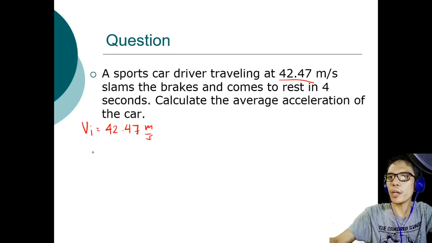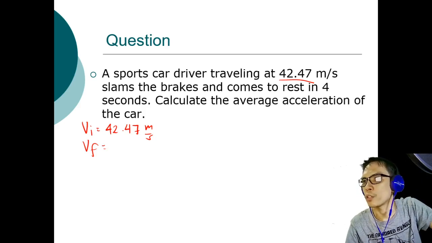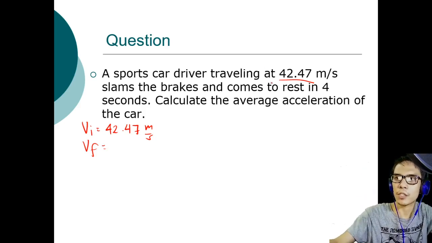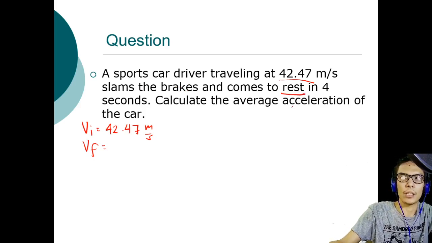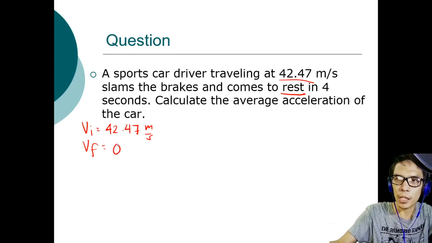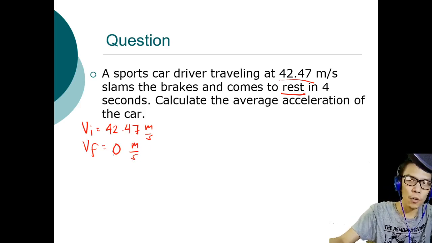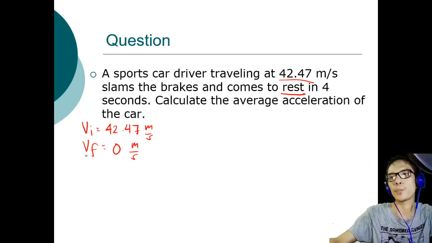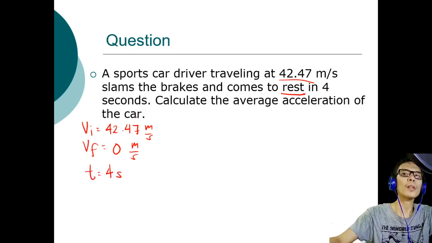So where is the final velocity, if there is one? Do you think there is a final velocity? Yes, there is. Even though there's no number, the problem describes it as at rest. When we say at rest, the object is at 0 meters per second. It's stationary, it stops. So automatically that becomes 0 meters per second. Then the time it takes is 4 seconds.